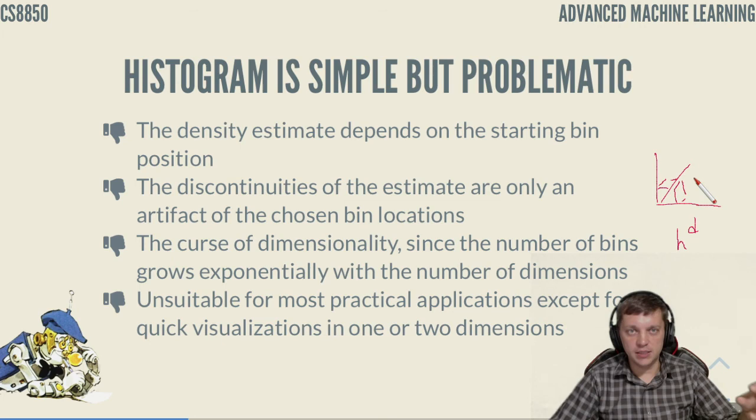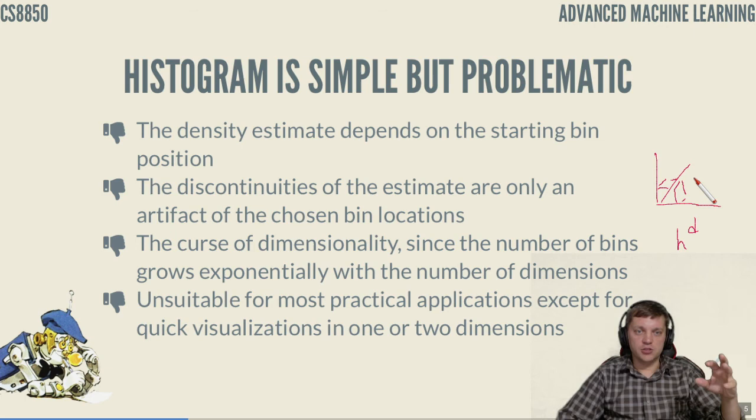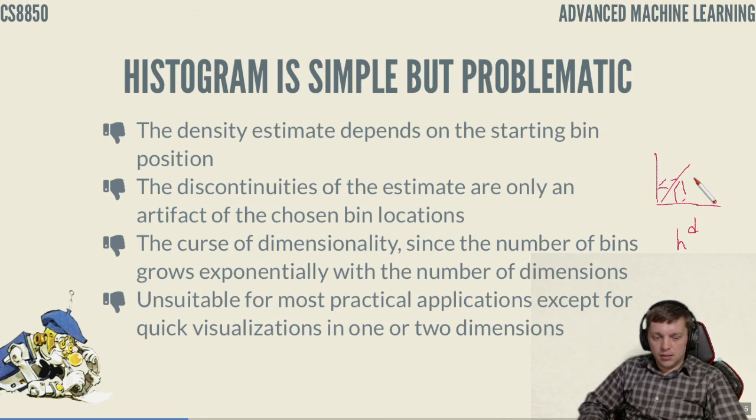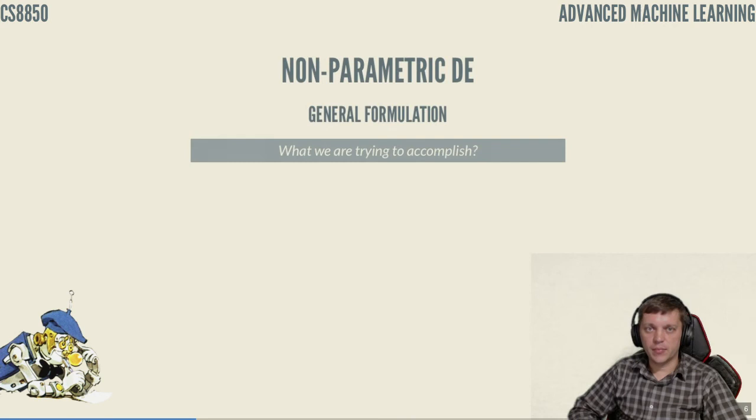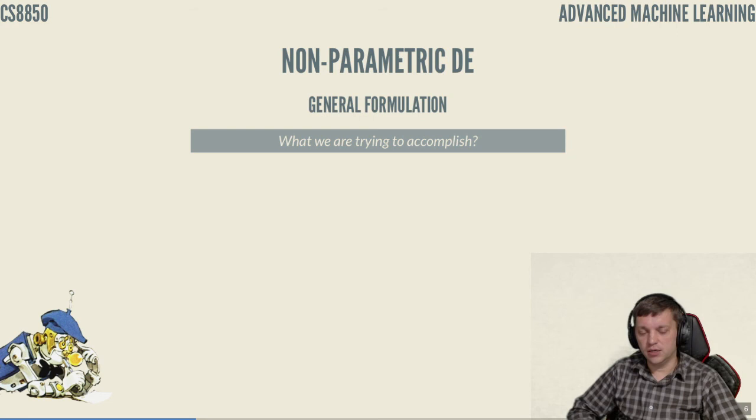So the histogram is unsuitable for most practical applications, except for quick visualization in one or two dimensions. Yeah, for one dimension it's good enough. But let's leave it alone. Let's not work with it at all for any kind of interesting serious application, like your next homework on naive Bayes.